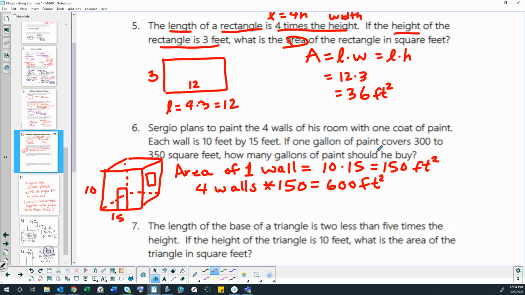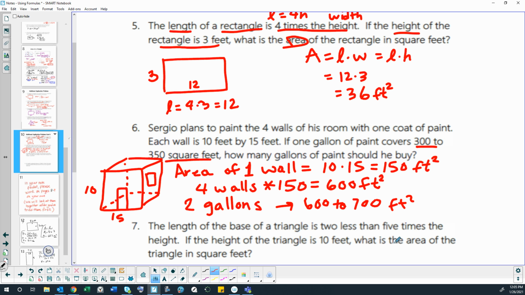So if 1 gallon of paint covers 300 to 350 square feet, how many gallons of paint will he need? Well, 1 gallon is 300 to 350. How much will 2 gallons cover? If 1 gallon is 300 to 350, then 2 gallons will be 300 times 2, which is 600. And then 350 times 2, so 700. So it'll cover 600 to 700 square feet, won't it, according to the label? So is 2 gallons enough?